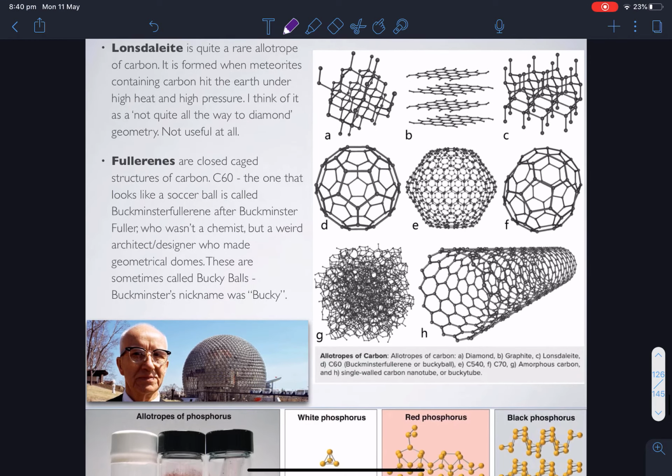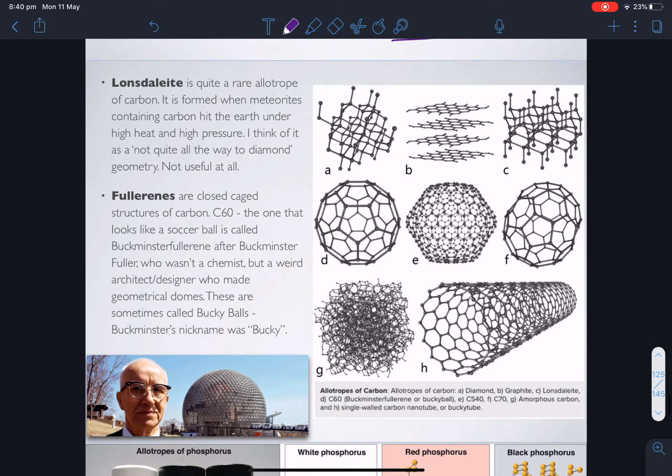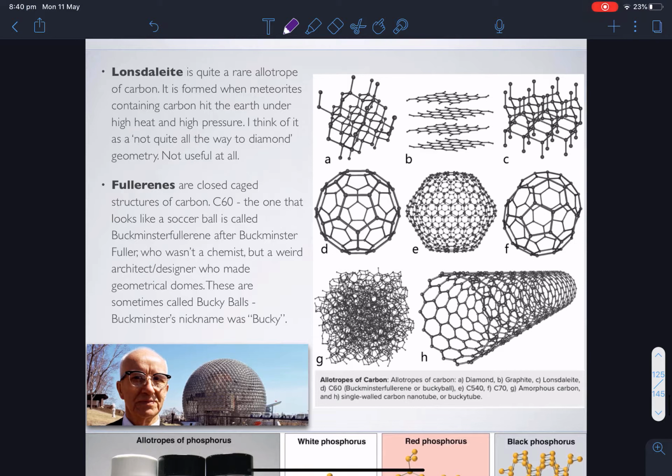Okay, a couple of others just for giggles. You've also got a little Lonsdaleite. Oh, I'm trying to remember. That's this one here that looks like diamond, but it's not quite. It's like a squashed, out of place diamond. The angles are not right.